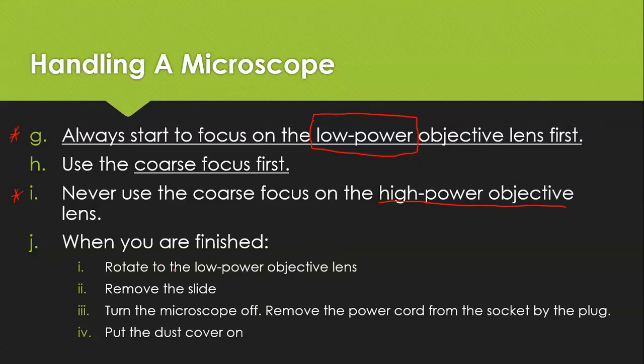When you're done, you rotate back to low power for the next person. You remove the slides, turn the microscope off, take the power cord off, and then we have dust jackets that go over top the microscopes. We just got all brand new microscopes this year. So we want to take care of them so they last 20 or 30 years.